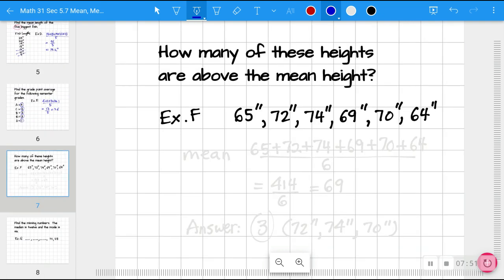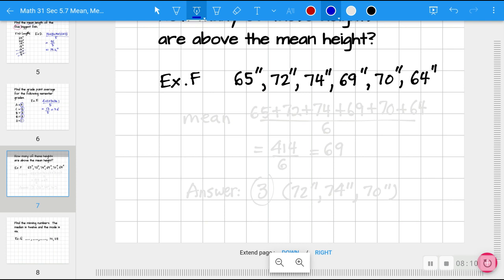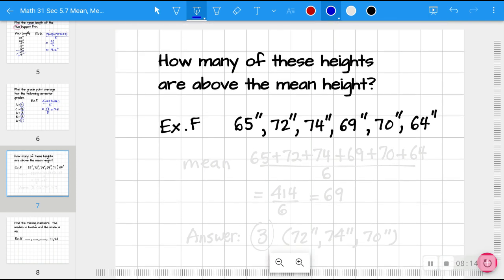Here's an example of a bunch of heights, starting with 65 inches, then going to 72, 74, 69, 70 inch, and 64 inch. And we're supposed to find the mean height. Okay, so the mean height. Well, we find the mean height, then find out how many of these pieces are above it. So first of all, you add them all up and find the mean.